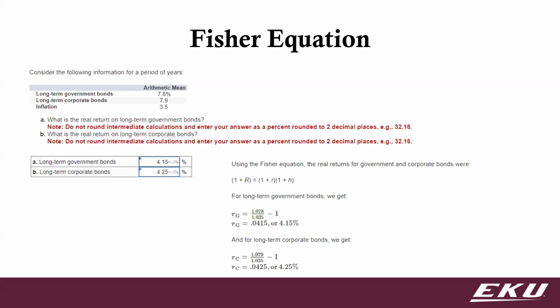Okay, here's another one using that same Fisher equation. They give us long-term government and long-term corporate bonds, and then we have inflation. And they just want us to pick apart what it would be in real terms, not the nominal terms. So we were given nominal returns, and then we do that same calculation that we did in the last problem to calculate the real return for government and the real return for corporate. Again, just notice you can't just subtract inflation from that. It's a little more complex than that.